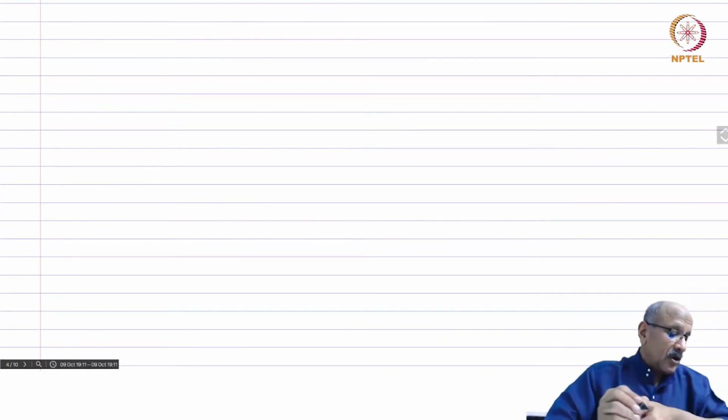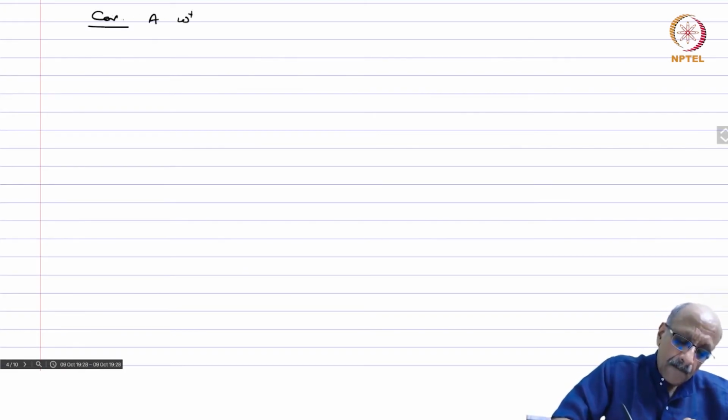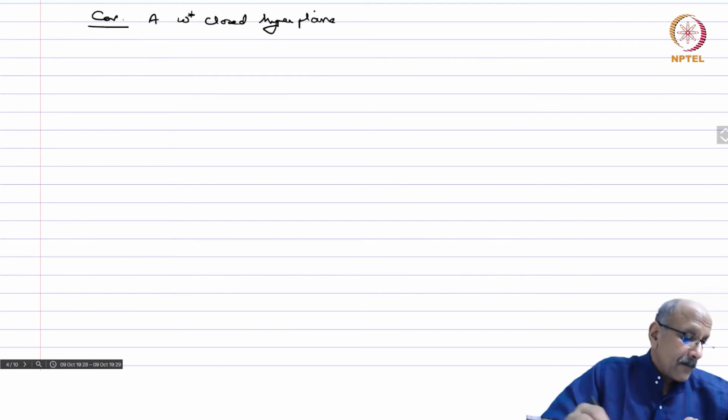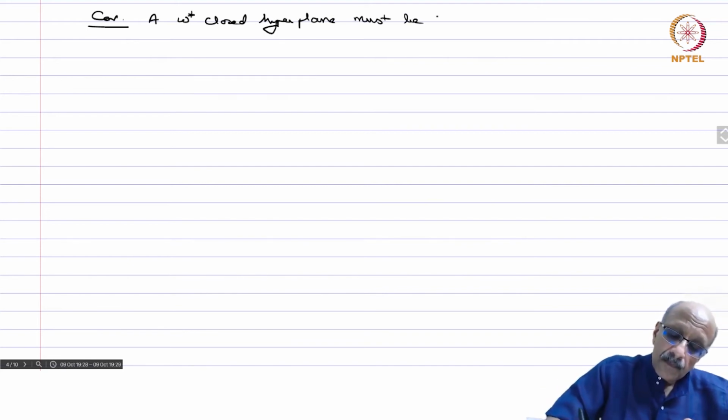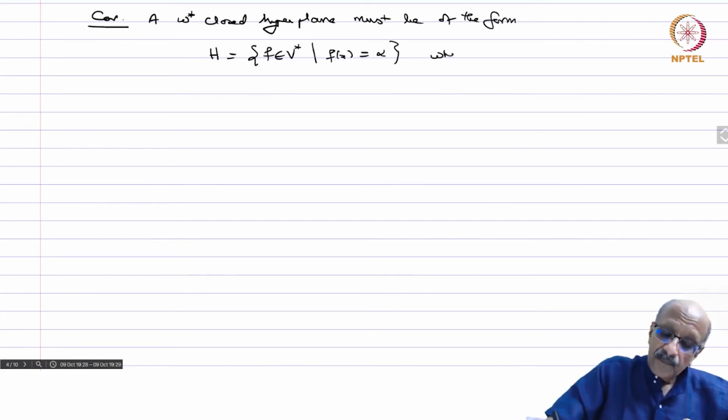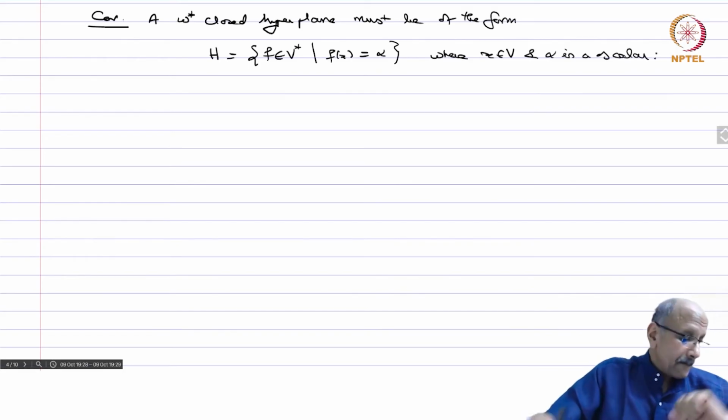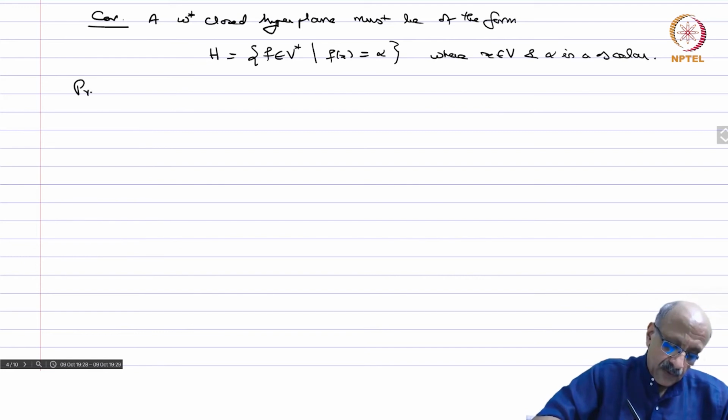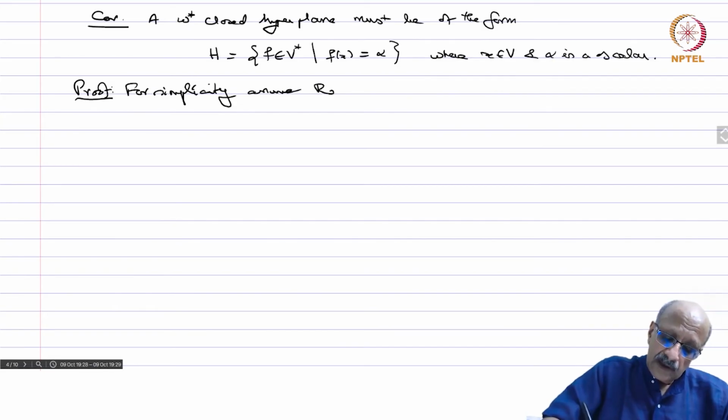Okay, so corollary: a weak star closed hyperplane must be of the form H equals f in V star such that f(x) equals alpha, where x belongs to V and alpha is a scalar. Okay, so we are going to prove this. For simplicity, assume V is a real Banach space.